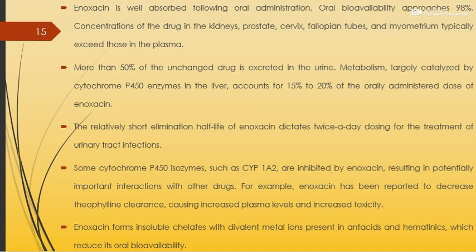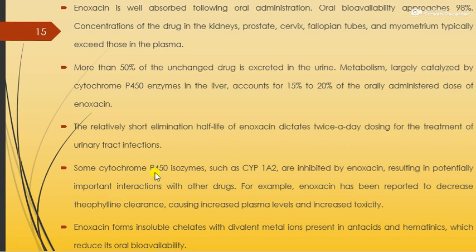Enoxacin is well absorbed following oral administration. Oral bioavailability approaches 98%. Concentrations of the drug in kidney, prostate, cervix, fallopian tubes, and myometrium typically exceed those in the plasma. More than 50% of the unchanged drug is excreted into the urine. Metabolism, largely catalyzed by cytochrome P450 enzymes in the liver, accounts for 15 to 20% of the orally administered dose of enoxacin. The relatively short elimination half-life of enoxacin dictates twice a day dosing for the treatment of urinary tract infection.